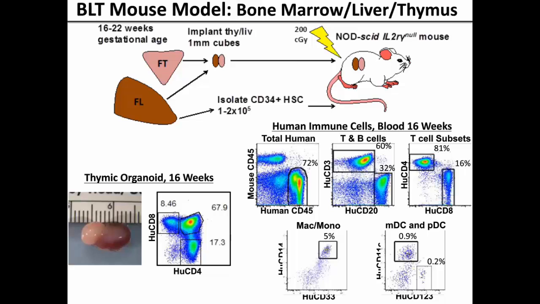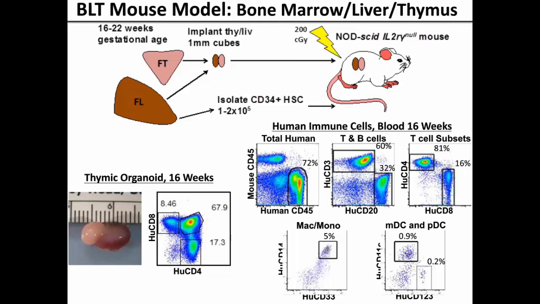It's kind of blocked out here, but you can find CD14, CD33 positive human monocyte macrophage populations. And you can find human CD11c positive and human CD123 positive myeloid and plasmacytoid cell populations, respectively. So overall, we develop a great human immune system in these animals, including both the thymus, T cells that are HLA restricted by that thymus, B cells, and innate immune cells.